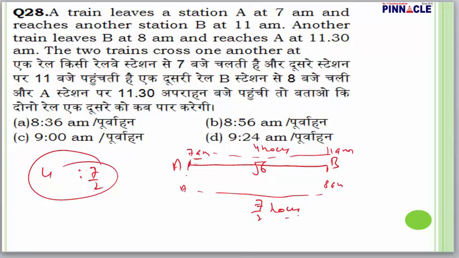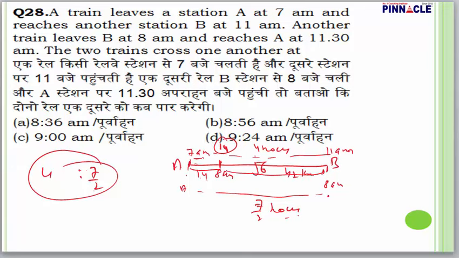So this train is going 56 kilometers in 4 hours, that is speed is 14 kilometers per hour. Now this train starts at 7 a.m. At 8 a.m. this train has traveled 14 kilometers. It means the remaining journey would be 42. 56 minus 14, that is 42 kilometers is the remaining journey.